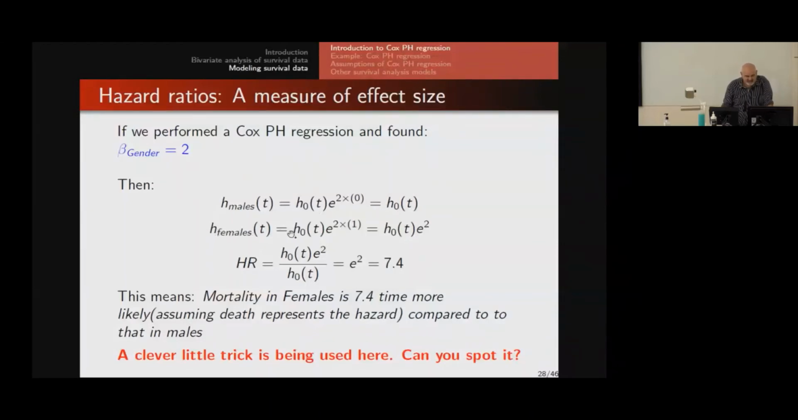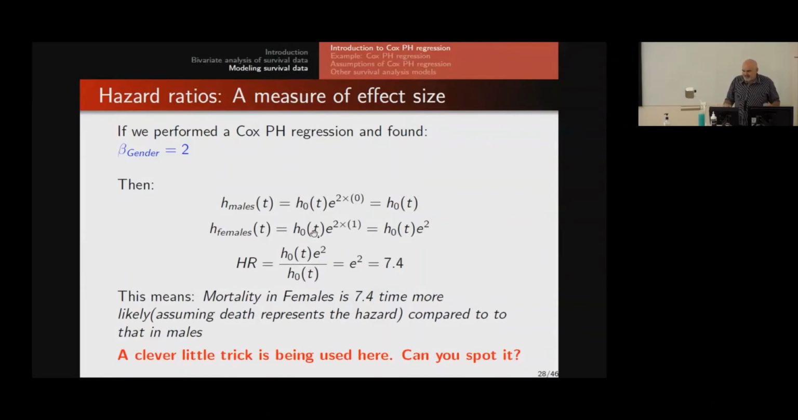For females, it is h0 of t times e to the 2 times 1, because females were dummy coded as 1, which equals h0 of t times e to the 2. So the hazard ratio of females relative to males would be this over this. Now, here's the clever bit, and I'm not sure whether you actually spot this. This is how Cox regression gets around this distribution-free assumption. It says as long as people have the same underlying hazard distribution, except for whether they're male or female in this case, then these just cancel out. It doesn't matter what they are. They could be apples. Do you know what I mean? But they cancel out.